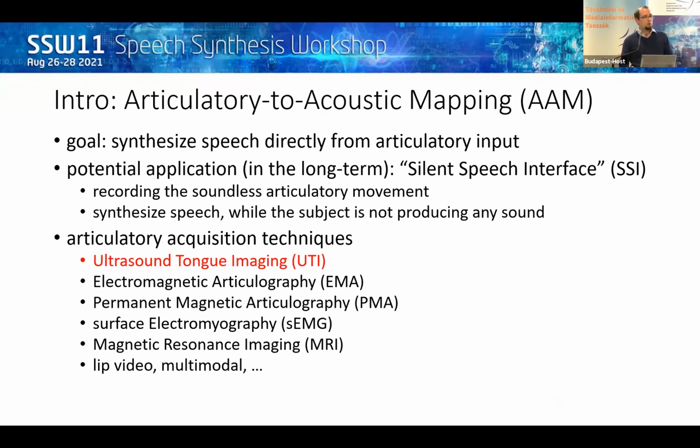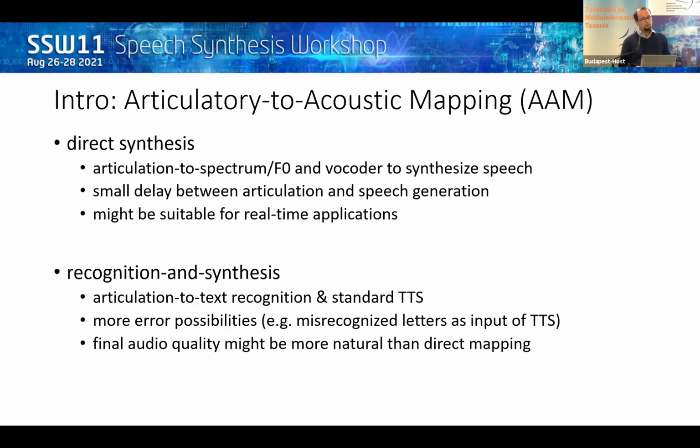So here, the topic is similar to the first presentation in this session, which is articulatory-to-acoustic mapping. We would like to synthesize speech directly from articulatory input, again with ultrasound tongue imaging. The difference is that in the first idea, we were using the so-called direct synthesis approach, which means that directly from articulation, we are converting to vocoder parameters, like spectrum, excitation, and so on, to synthesize speech. So the direct synthesis has the idea that there can be a small delay between articulation and the speech generation, and this might be suitable for real-time application, with a very small delay.